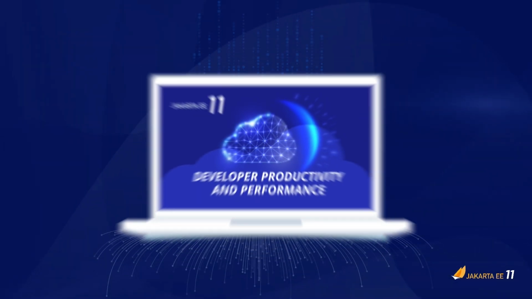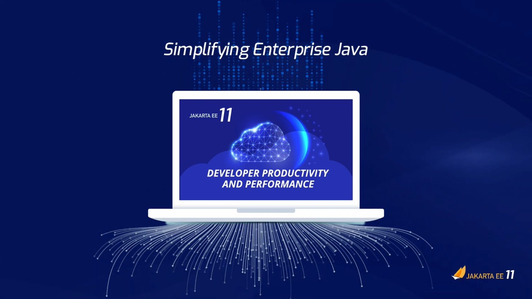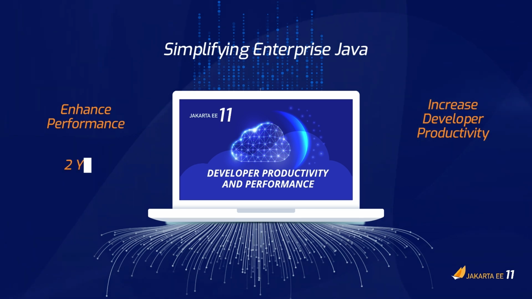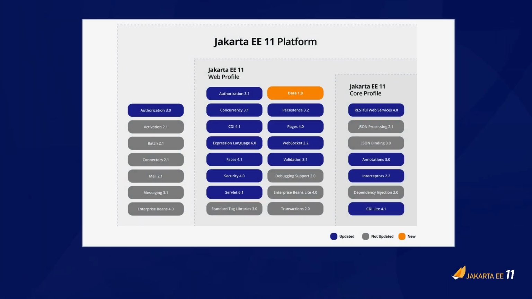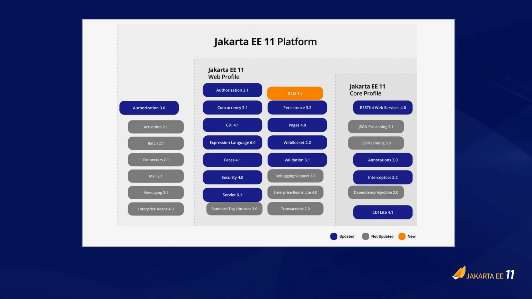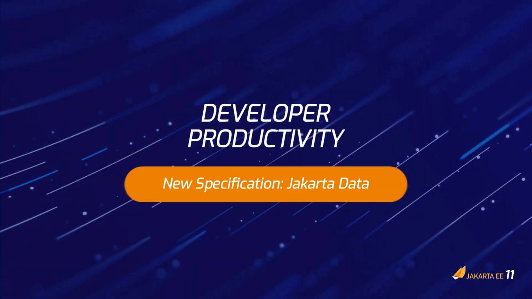Jakarta EE 11 marks a significant advancement in simplifying enterprise Java with new features that enhance performance and increase developer productivity. It maintains a 2-year release cadence, providing stability and dependability for these widely used specifications. Key highlights include the new Jakarta Data specification, major updates to the existing specifications, and support for the latest Java LTS release, which enables developers to leverage enhancements in Java 21, including virtual threads.